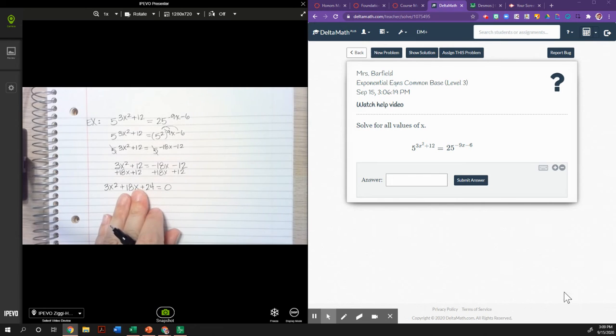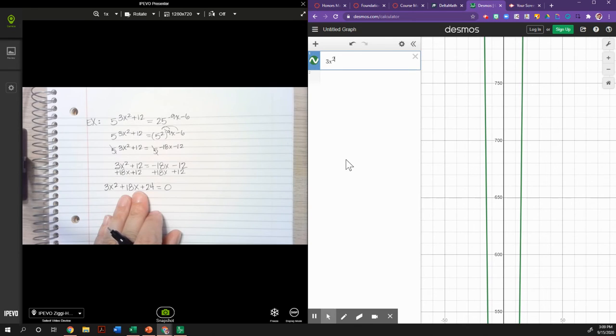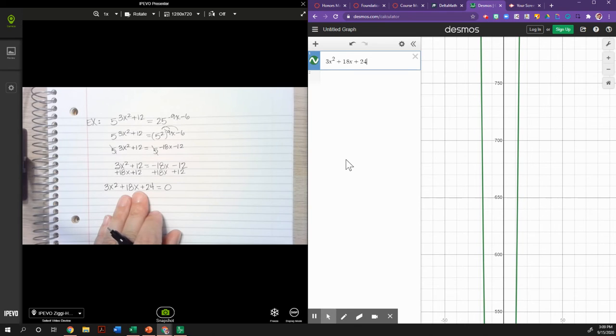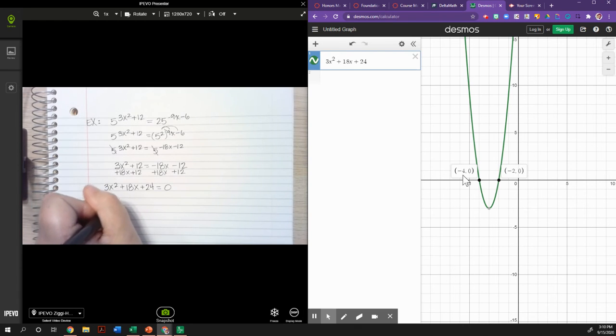Now that I have this, I'm going to switch over to Desmos, and I'm going to type in 3x squared plus 18x plus 24. Let me click on the home screen. Now, in order to solve this, I need to know where it crosses the x-axis. And it crosses at x equals negative 4 and negative 2.